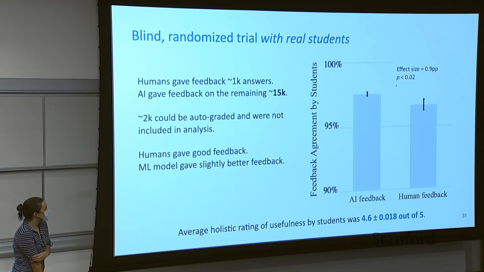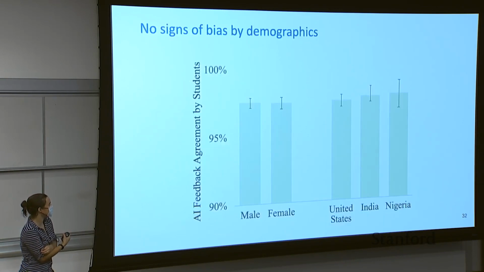Cool. And then last week, we also checked for signs of bias by demographics, which is usually a good thing to do with machine learning systems. And we didn't see any signs of bias in terms of the most represented genders and countries in the data set.